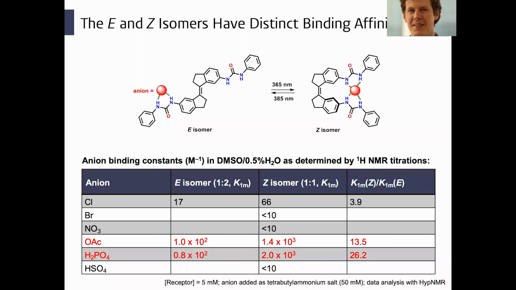We tested that for a range of anions. So apart from chloride, you see particularly strong binding of acetate and dihydrogen phosphate. In all cases, much stronger for the Z isomer than for the E isomer.